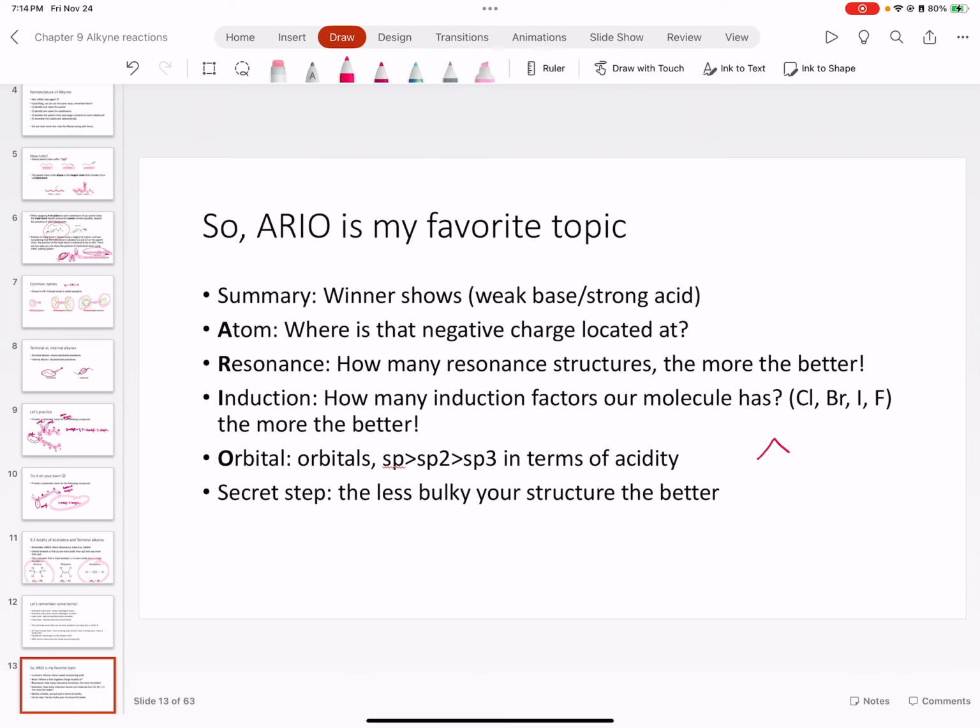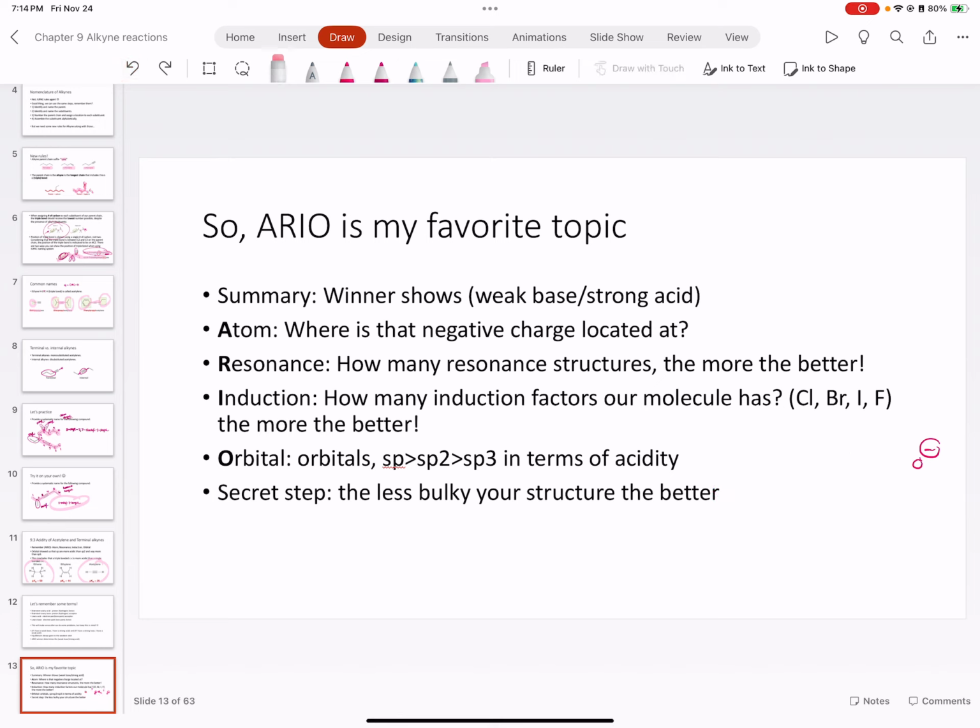So then I remember doing this kind of problem with someone. So I have this. You can see I have 1, 2, 3 induction factors here, and in here I have only 1. So the one that has more induction factors is going to be better. So this one is going to be my ARIO winner. So that's induction factors.